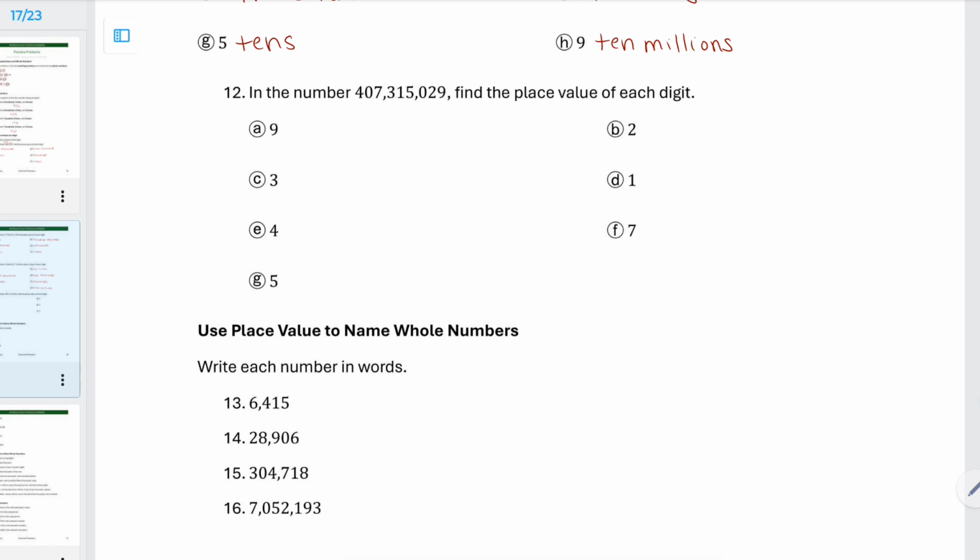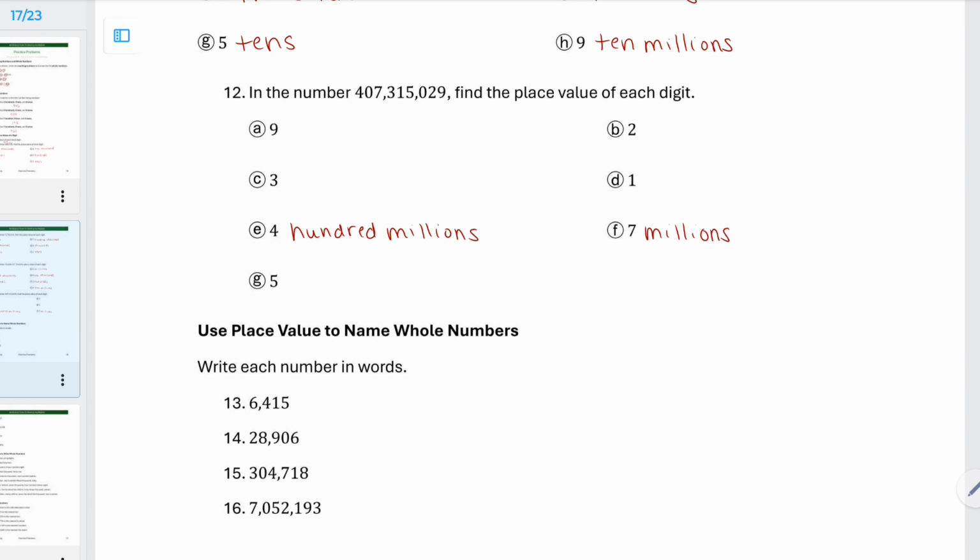Oof, this one. And the number 407,315,029, find the place value of each digit. Once again, I think that I would tackle this in the order that they're presented in the number and not the order that they're given, just because it would help me keep track. So this one is the 100 millions place. The 0 is not listed, so then we can go to 7 for the millions place.